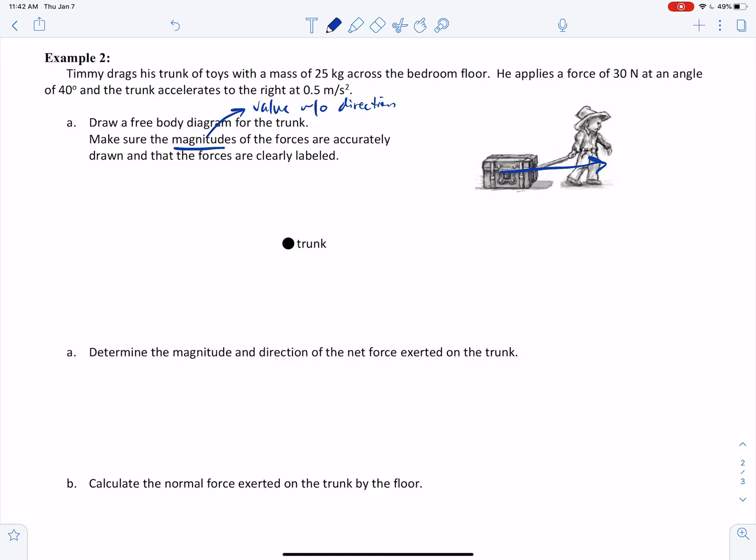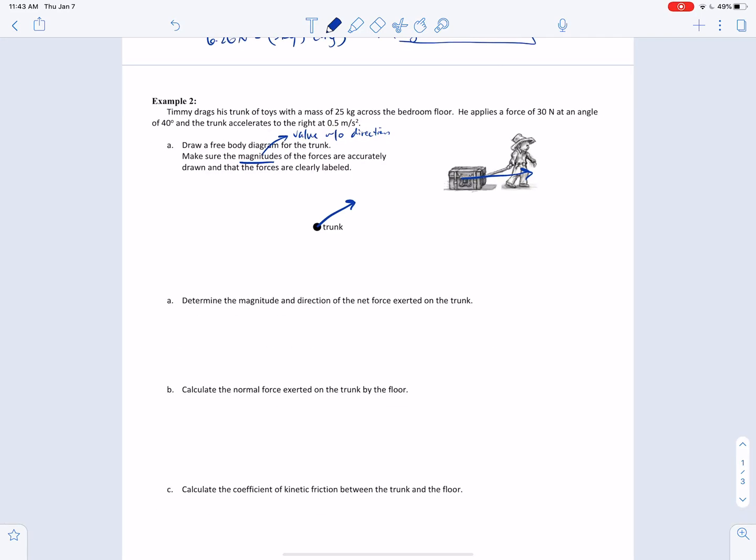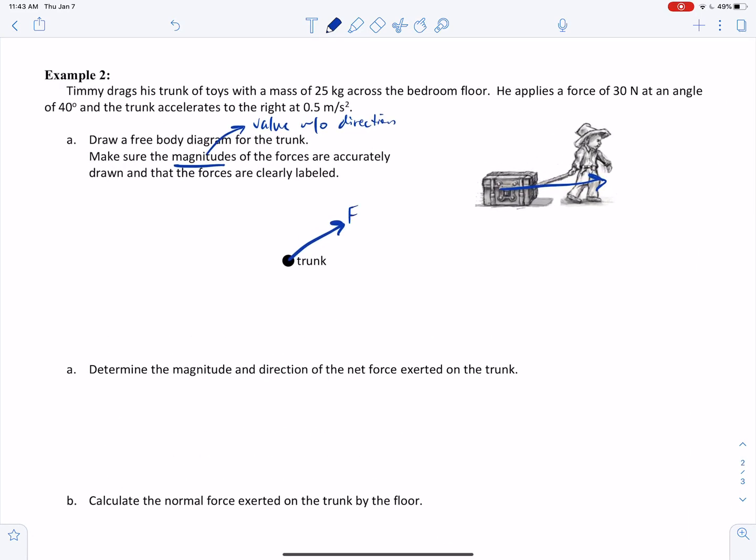All right, here we go. So first of all, Timmy is going to be pulling this trunk. We have this pull. I'm going to call that an applied force of 30 newtons, and we know this angle here is 40 degrees. There's a force of gravity on the trunk, which is equal to the mass times 9.8 meters per second squared, and that is 245 newtons.